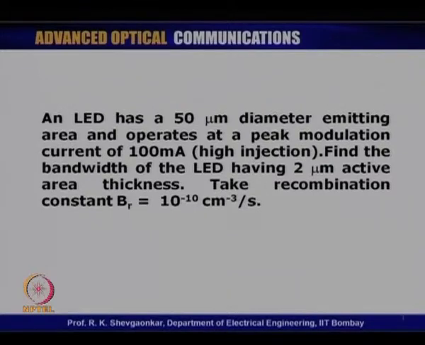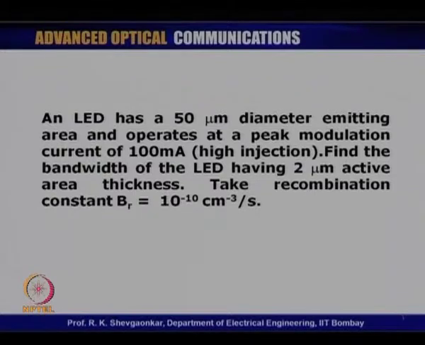So, here the problem is: an LED has a 50 micrometer diameter emitting area and operates at a peak modulation current of 100 milliamperes. It is also given that this current falls in the domain of what is called high injection. Find the bandwidth of the LED having 2 micrometer active area thickness. The recombination constant Br is given as 10 to the power minus 10 centimeter cube per second.